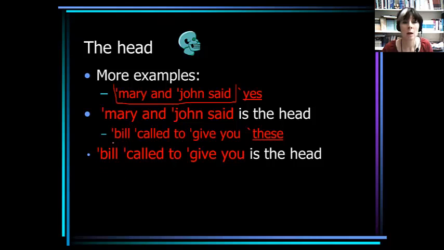Here's another one. Bill called to give you these. Try that with me. Bill called to give you these. This is the pitch movement. It's a fall, and everything from the first stress up to this word here, up to you, this is all the head. That's the head pattern. This is the tonic syllable here.